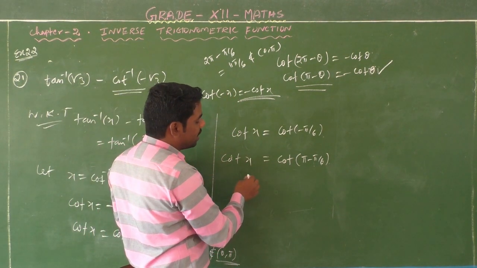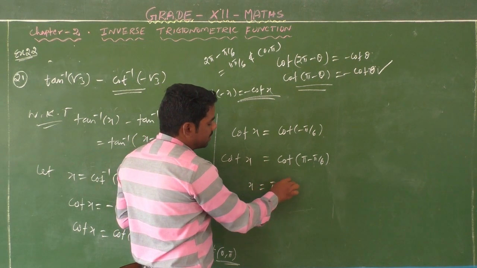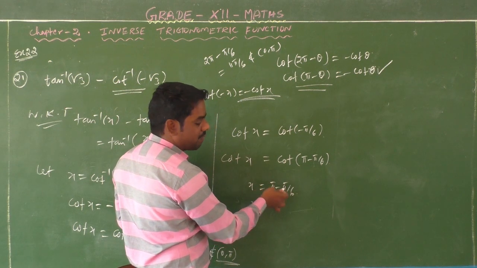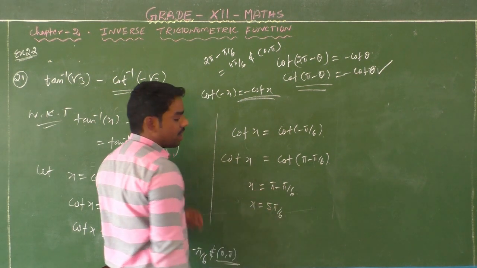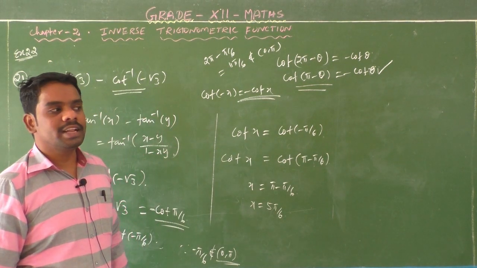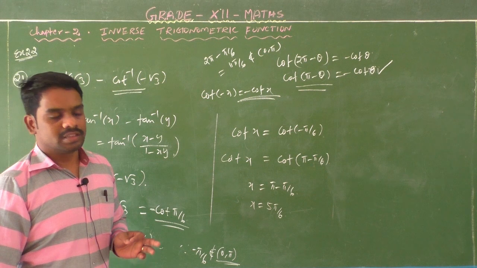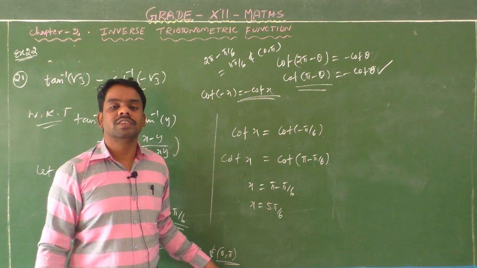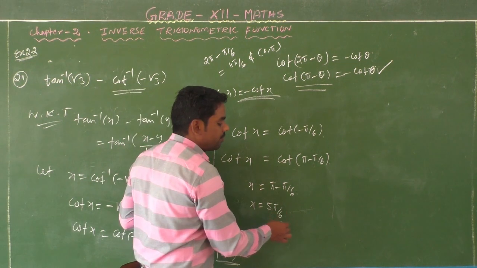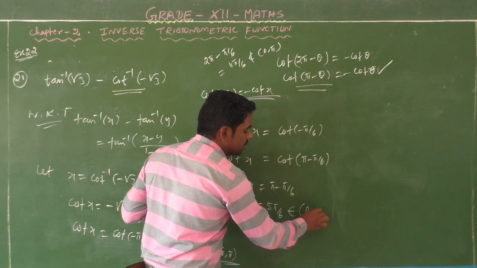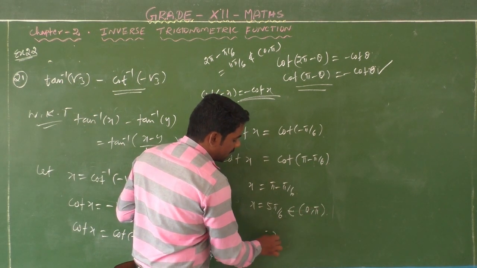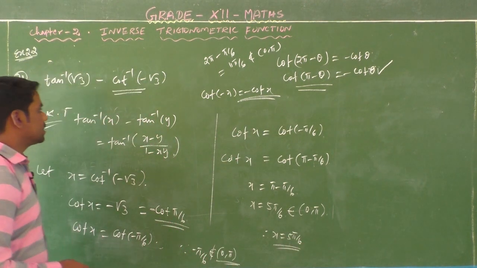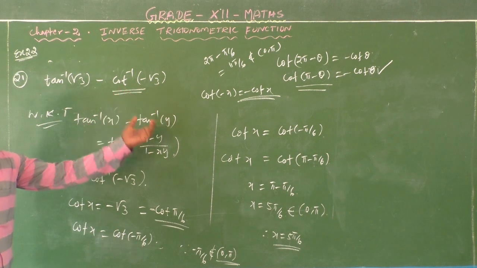Here x equal to pi minus pi by 6, which is 6 pi minus pi, that is 5 pi by 6. 5 pi by 6 means 5 into 30 degrees, which is 150 degrees. So 150 degrees belongs to the given open interval 0 comma pi. Therefore x equal to 5 pi by 6. So cot inverse of minus root 3 is equal to 5 pi by 6.